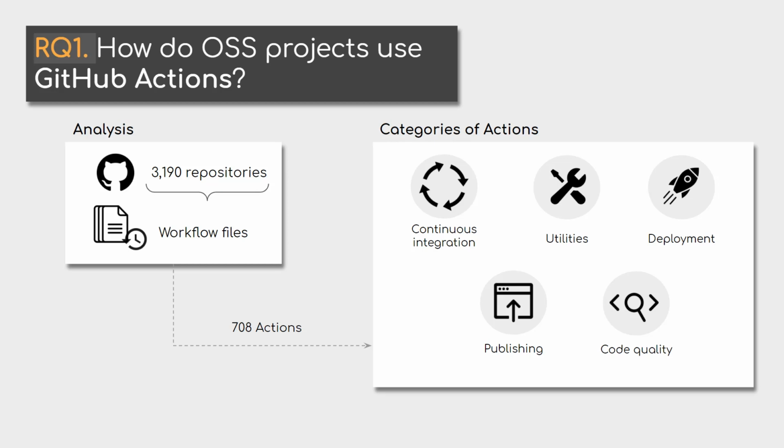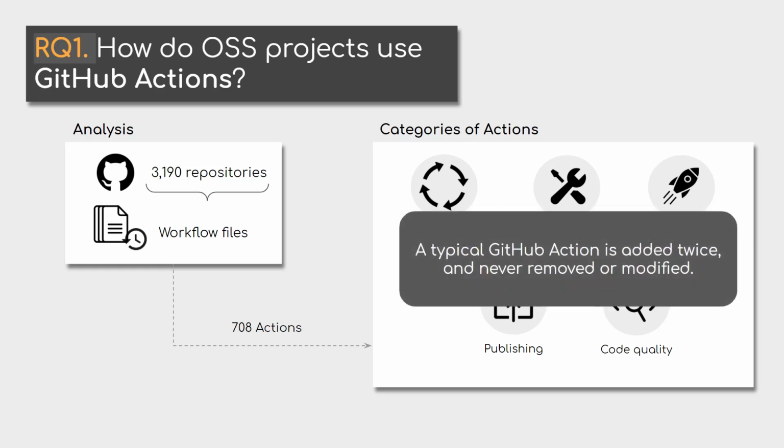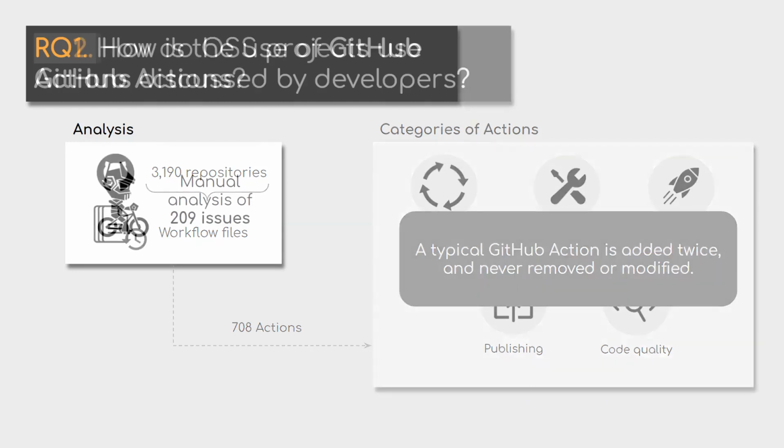The most common categories of actions are continuous integration, utilities, deployment, publishing packages, and code quality. Also, we found that on median, an action is added twice and never removed or modified.